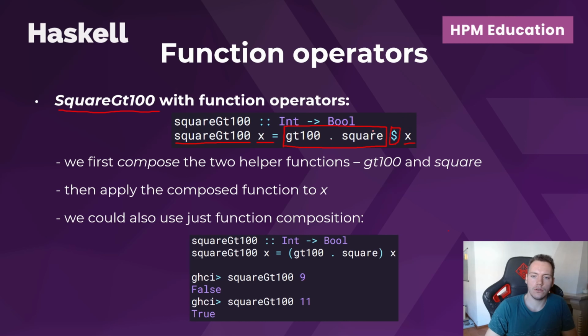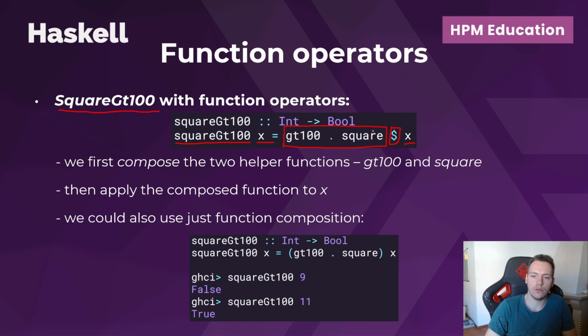So since the function application operator, the $, applies a function on the left to the argument on the right, why doesn't it apply square to x and then try to compose with GT100, which would not work because of type issues? In any case, the answer is, as I said, that the function application operator is the lowest priority operator. So the function composition, the dot, has a higher priority, so it will be evaluated first, and these two functions will be composed before the application takes place.